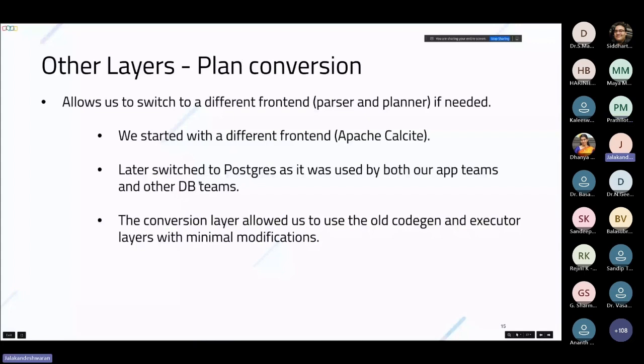Since we already used a different front end, we had code which integrated into that part of the engine. So we had a different plan structure than what Postgres provided us. We had to create a conversion layer which allowed us to convert between the Postgres plan and our plan, our internal representation.